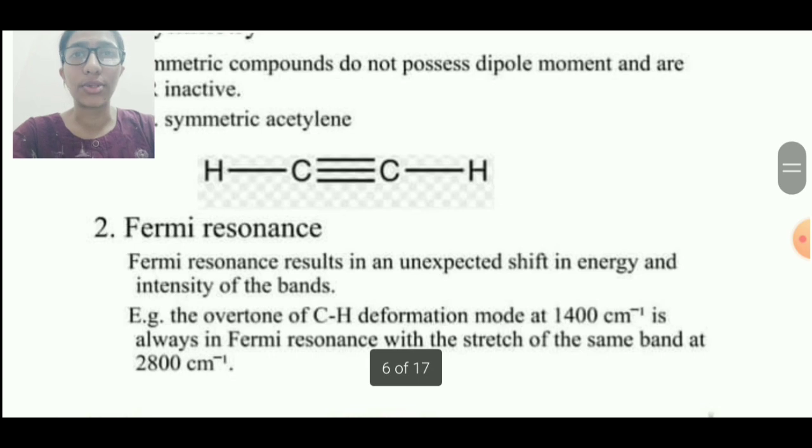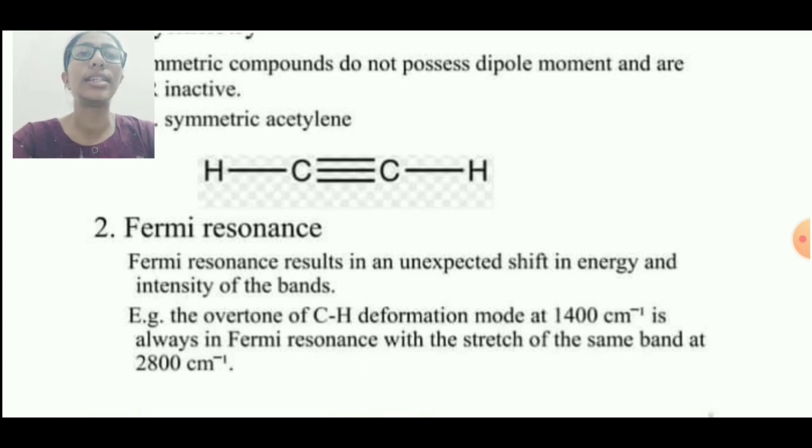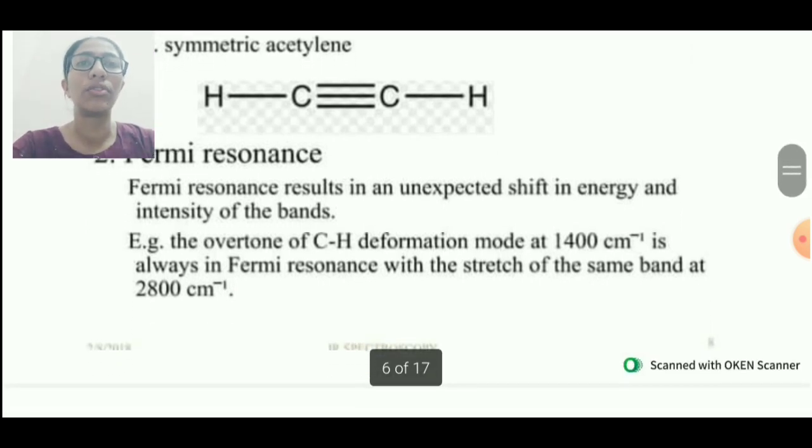Second, Fermi resonance. Fermi resonance results in an unexpected shift in energy and intensity of the bands. Example, the overtone of the CH deformation mode at 1400 cm⁻¹ is always in Fermi resonance with the stretch of the same band at 2800 cm⁻¹.